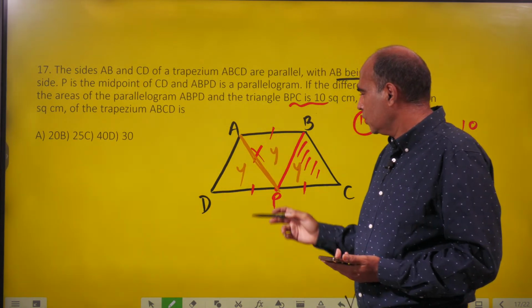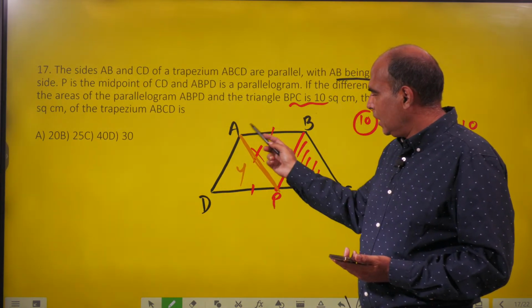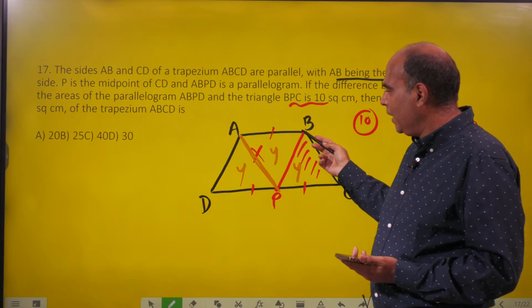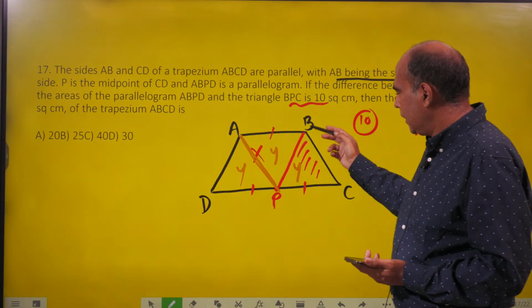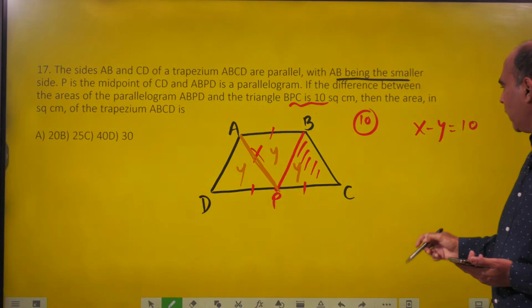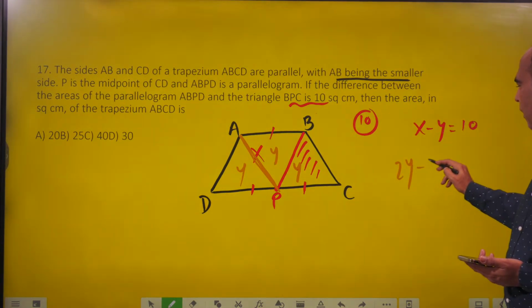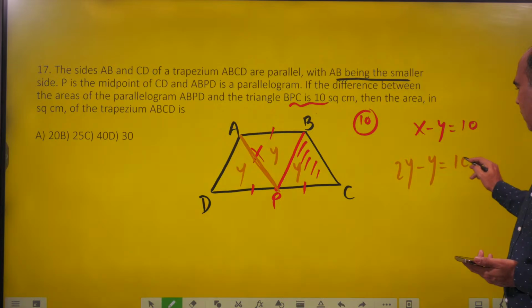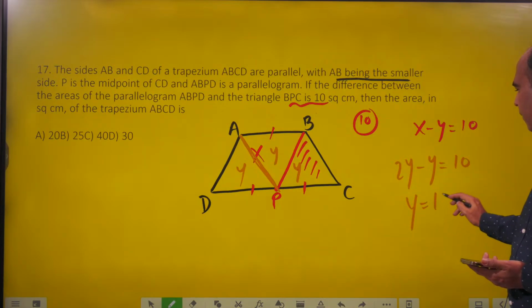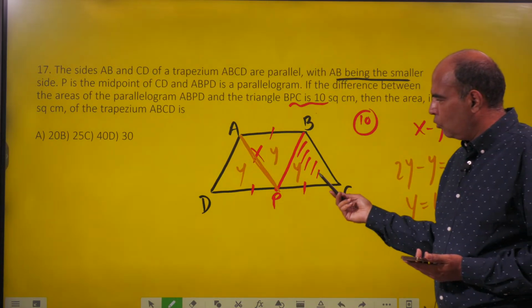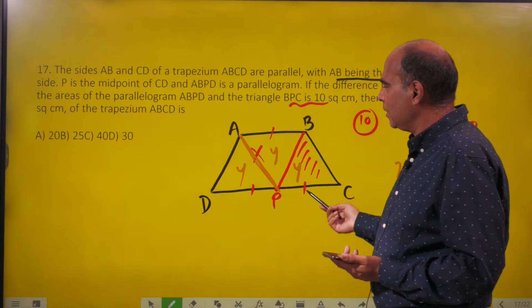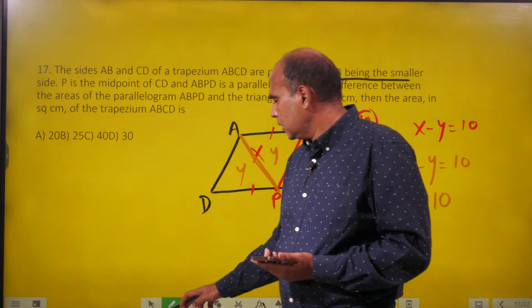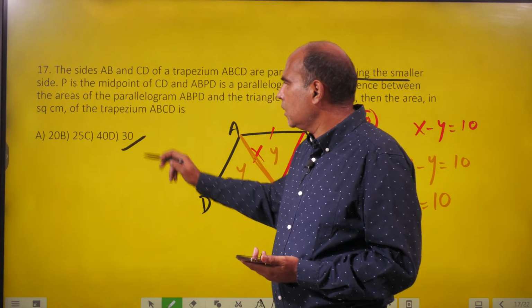So, which means that if this area is y, this area is also y, and this area is also y, because when you have a parallelogram and you draw a diagonal, it splits the parallelogram into two equal triangles. So what is happening is the area of the parallelogram ABPD is 2y and the area of the triangle BPC is y. So what they are telling me is 2y minus y is equal to 10, which means the value of y is 10. If y is 10, the overall area of the trapezium is 3y, and hence the correct answer to this question is 30.